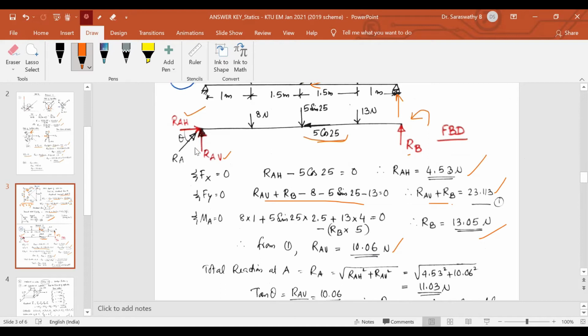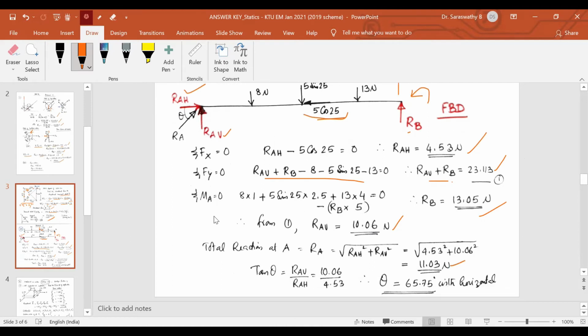The total reaction at A, RA, will be square root of RAH square plus RAV square. So it is 11.03 Newton. And what about this direction? For that, tan theta is equal to vertical by horizontal, RAV by RAH. We get 65.75 degrees with the horizontal.